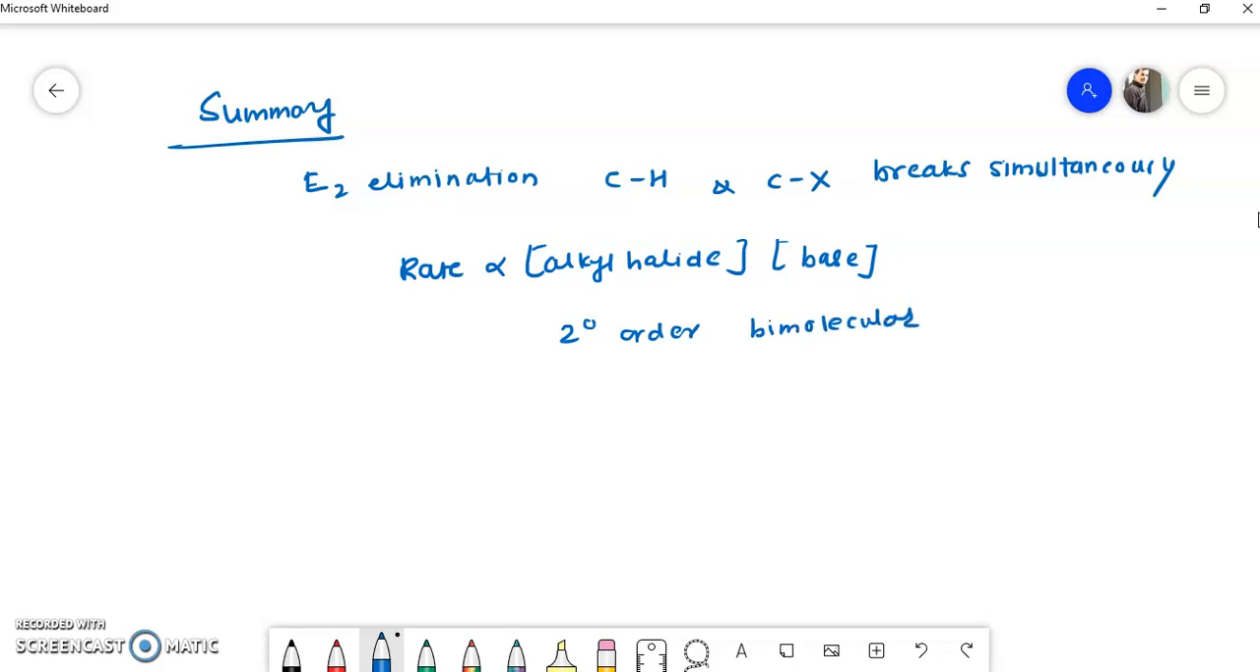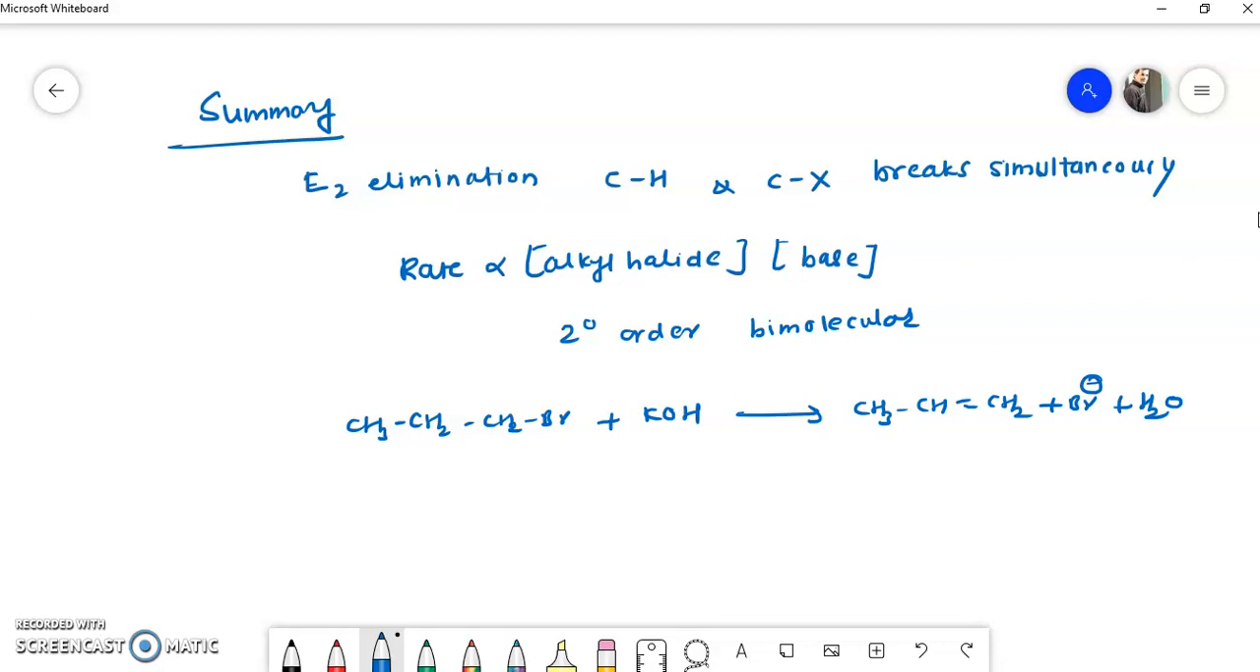The mechanism of this reaction you can explain by taking the example of any alkyl halide, say CH3 CH2 CH2Br plus KOH. There is a formation of CH3 CH double bond CH2 plus Br minus plus H2O. So you can explain this E2 elimination by taking this example. So this is all about E2 elimination.